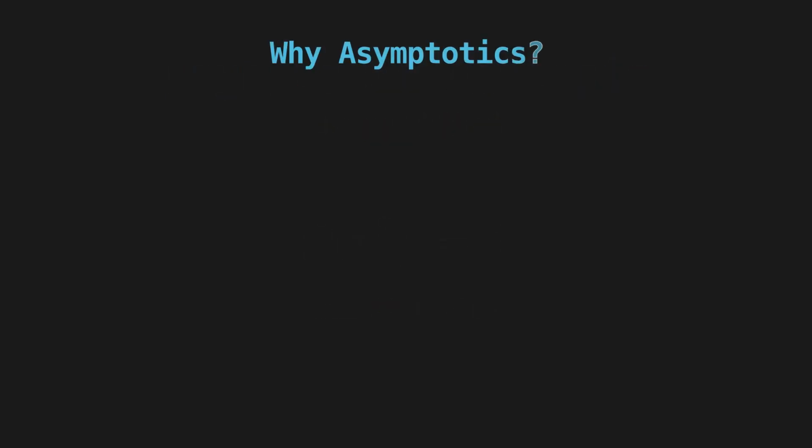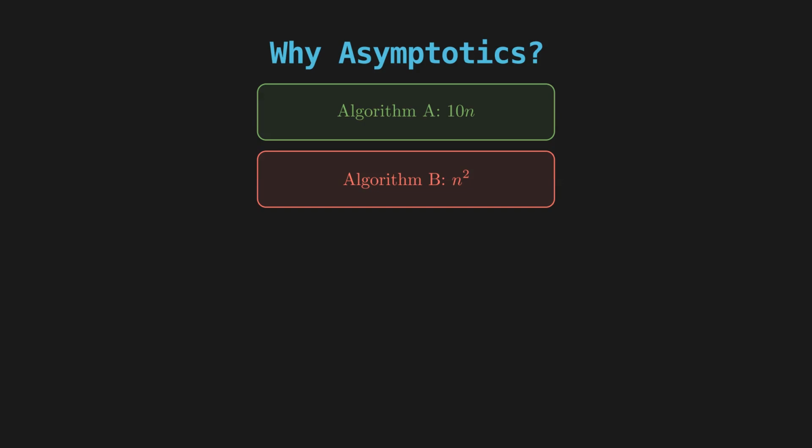Here's why it matters. Imagine you've got two algorithms that solve the same problem. Algorithm A takes 10 times n steps. Algorithm B takes n squared steps. For tiny inputs, they're about the same, and B might even be faster. But watch what happens as n grows.